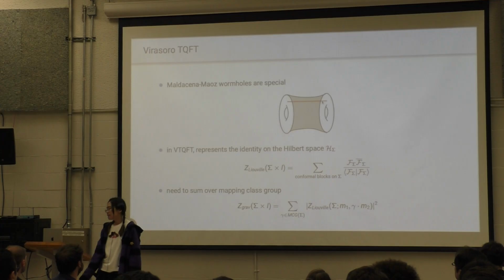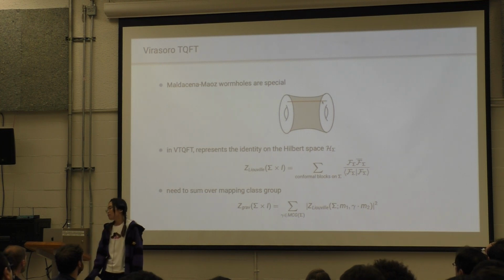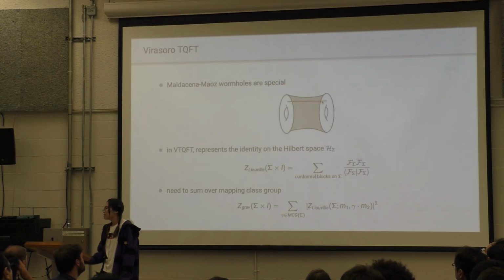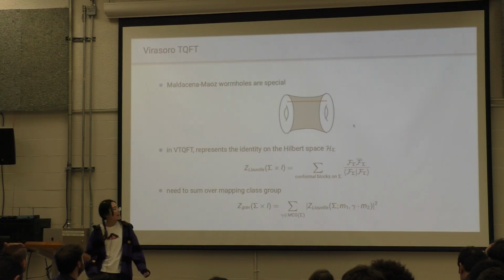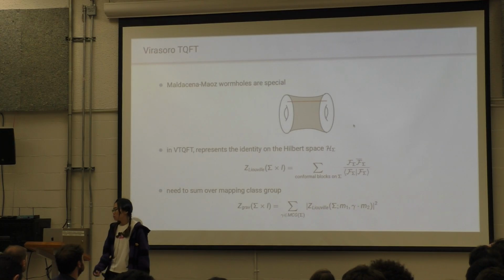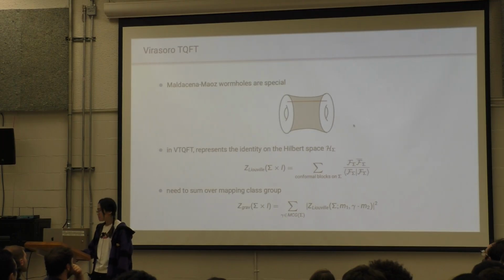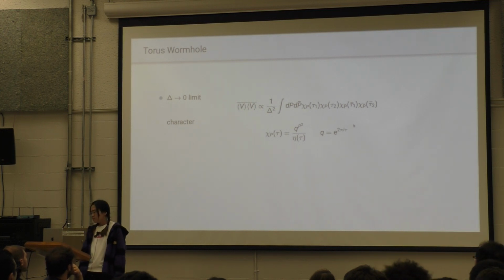So in Virasoro TQFT, Maloney-Witten and Maldacena-Miles wormholes are special because they represent the identity on the Hilbert space H sigma. So the Z Liouville of a wormhole sigma times I is the sum of these conformal blocks. So basically this is a resolution of identity. But we also need to normalize it by the inner product of the conformal blocks. Then we calculate the gravitational partition function by taking two copies of Z Liouville and summing over the relative mapping class group between the two boundaries. So we do this calculation and we get the result.